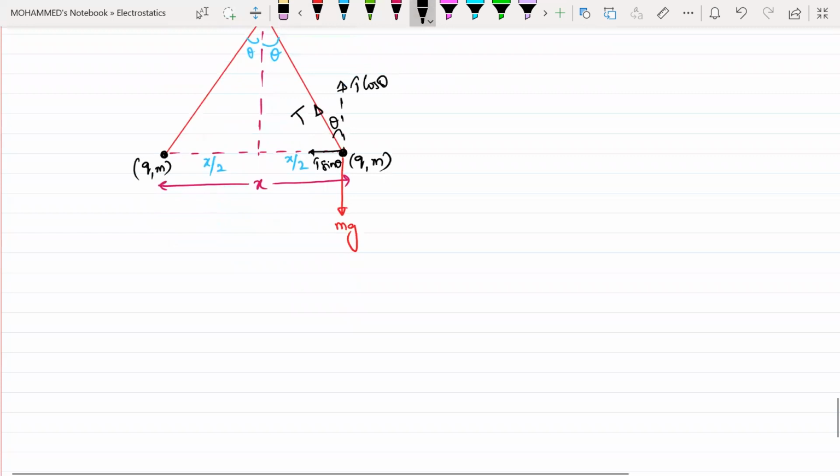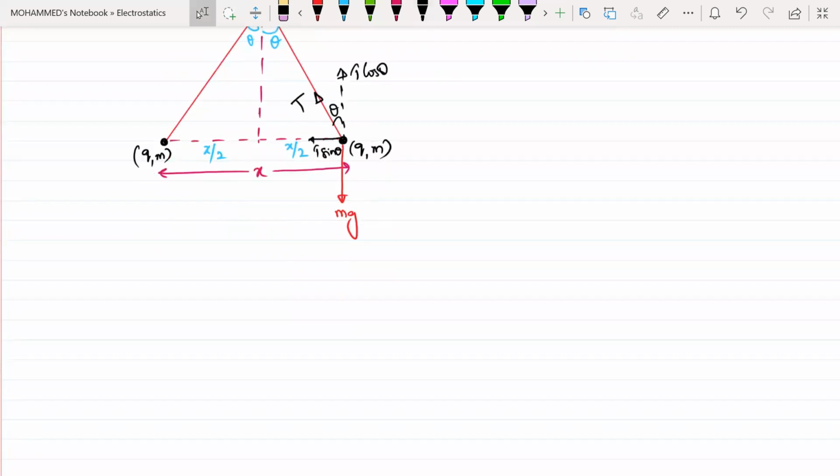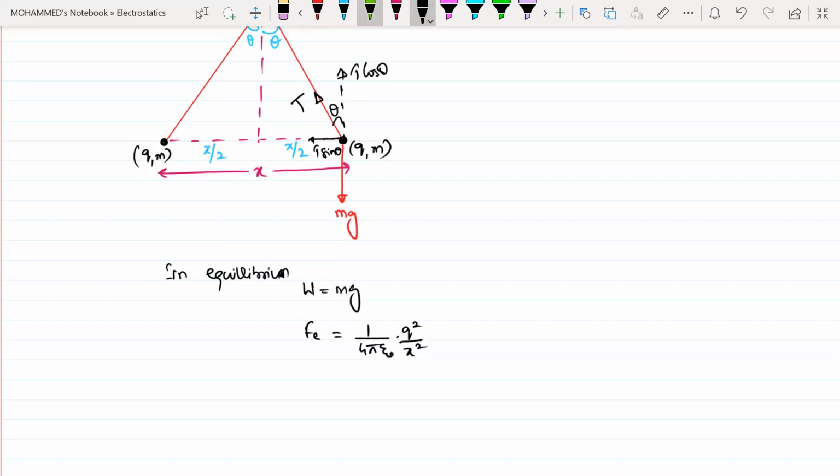Is it clear? Yes, sir. Because it is a string, there will be tension in that one. So in equilibrium I can say that weight of the body will be equal to mg, can I write? And the force between them will be what? Electric force. There will be a repulsive force between them, that will be equal to 1 by 4 pi epsilon naught into Q square divided by the distance between them, x square, isn't it? So this is exerting the electrostatic force in this direction, and this is also exerting the electrostatic force in this direction, isn't it?